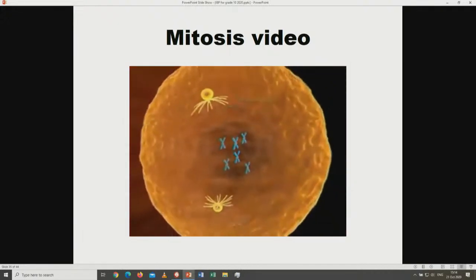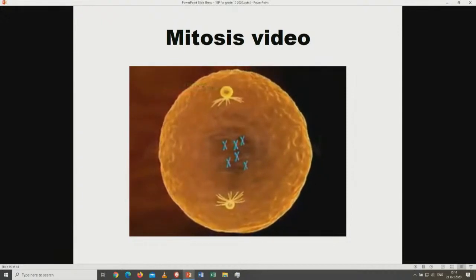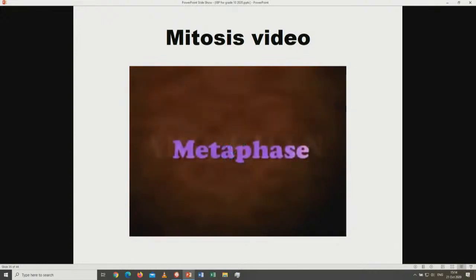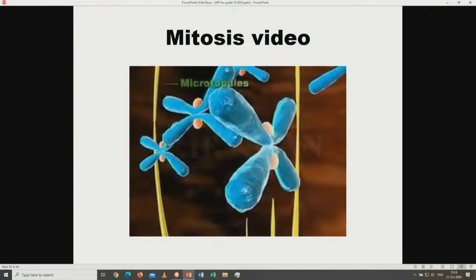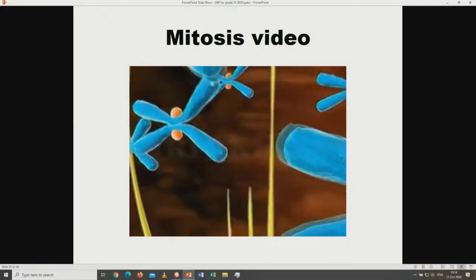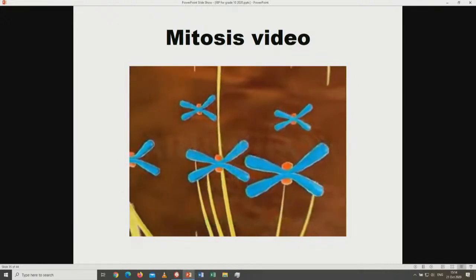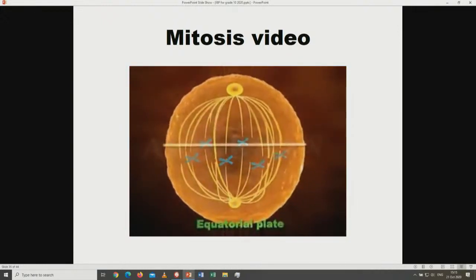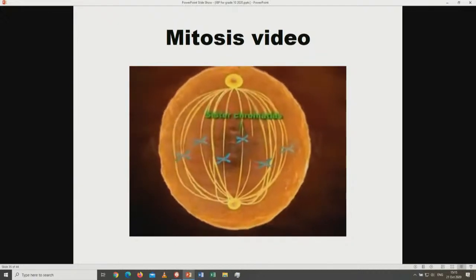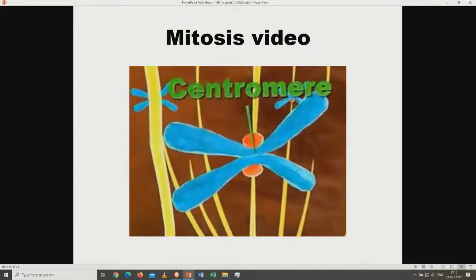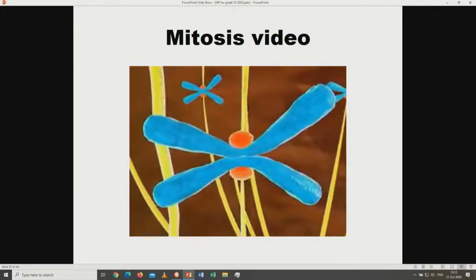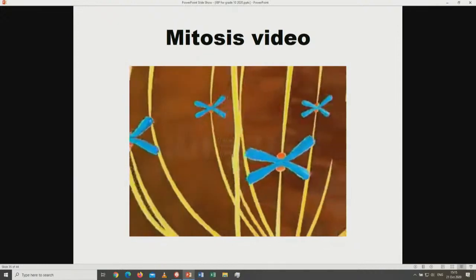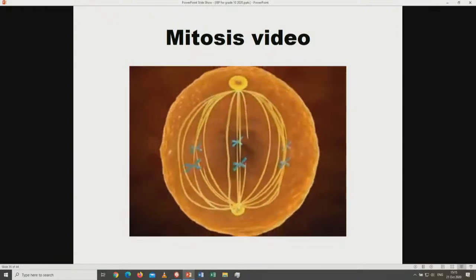The centrosomes, each with a pair of centrioles, move apart to the opposite poles, forming a spindle between them. Metaphase. During metaphase, microtubules of the spindle interact with chromosomes. This causes the chromosomes to move and align along the middle of the cell, or the equatorial plate. Sister chromatids are held at the centromere, which has protein structures called kinetochores at the surface. The kinetochore holds the chromosomes and attaches them to the spindle.